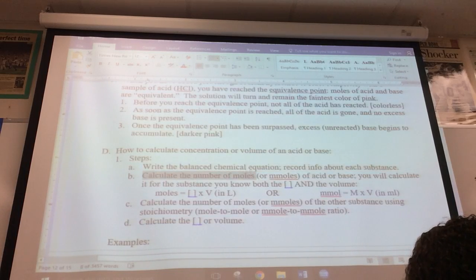Next, you're going to calculate moles or millimoles of the acid or base, and you'll do it for the one that you know both the concentration and the volume of the substance of.